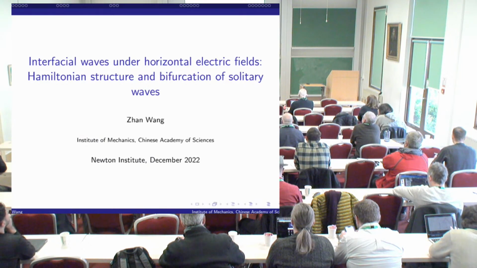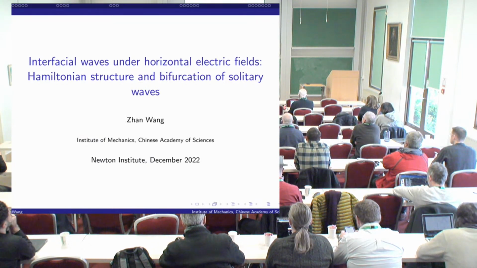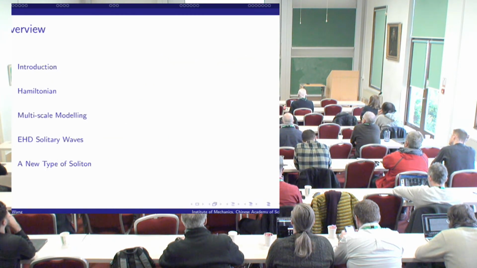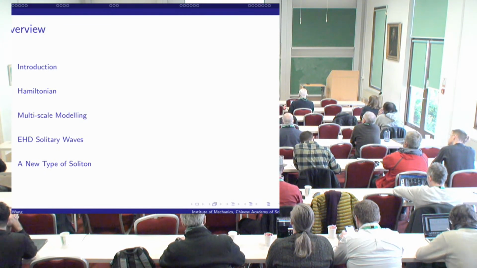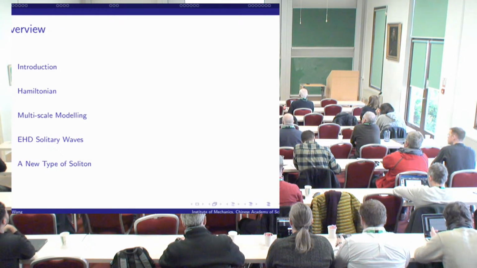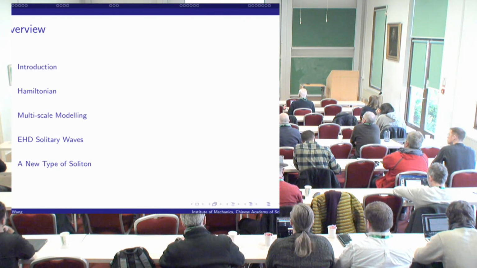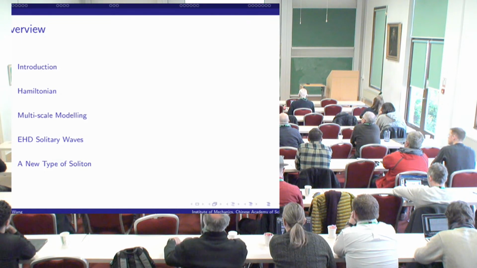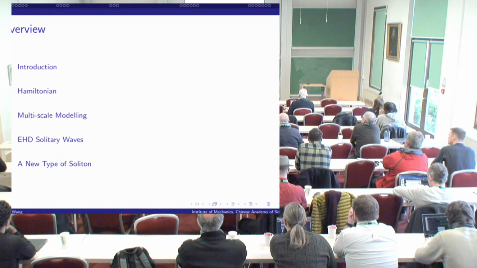Today, I'm going to talk about nonlinear waves under electric fields in the business called electrohydrodynamic waves. This is the outline of my talk. First, I would like to prove that the problem we discuss is a Hamiltonian system. Then we propose a systematic way in the Hamiltonian framework to derive asymptotic reduced models. Finally, I will show how the electric fields change the qualitative nature of the interfacial solitary waves.